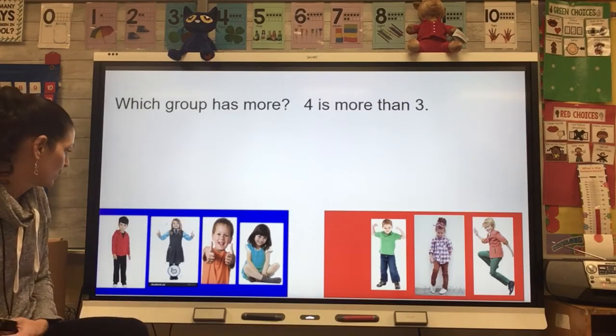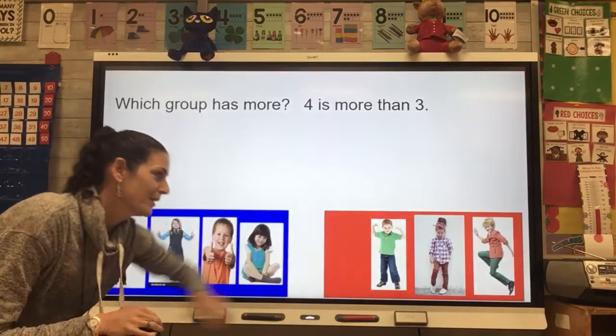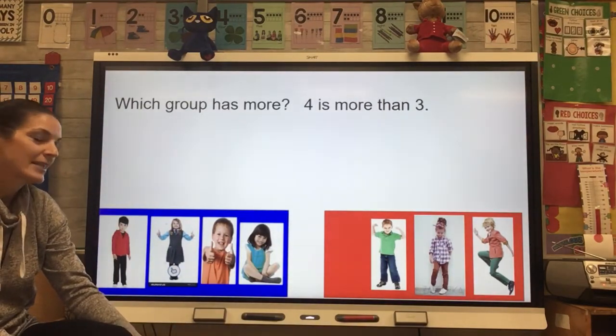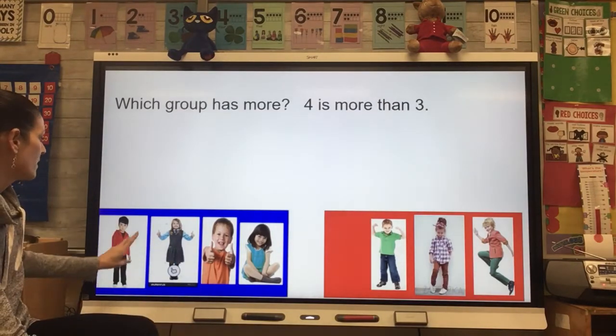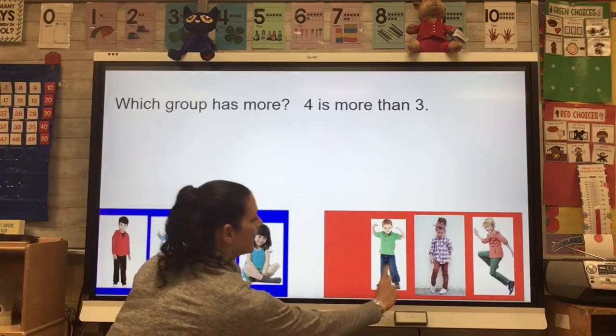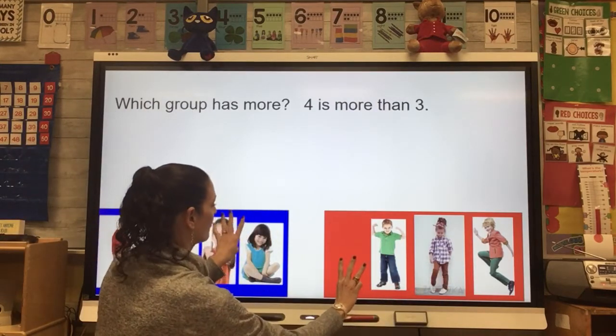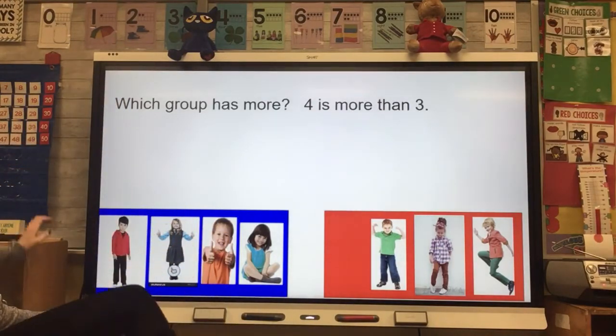Okay, which group has more this time? I see a lot of extra red over there. So that kind of tells me in my brain that there is more children on the blue side. 1, 2, 3, 4. And how many children over here? 1, 2, 3, 4. It's more than 3. Yeah, more children on the blue.